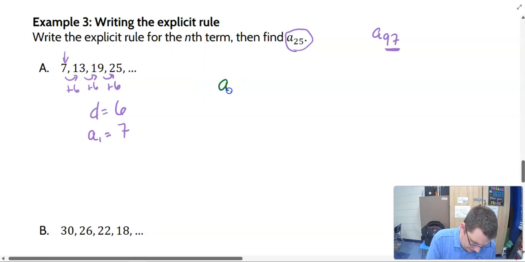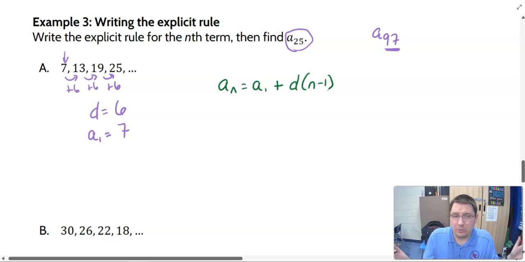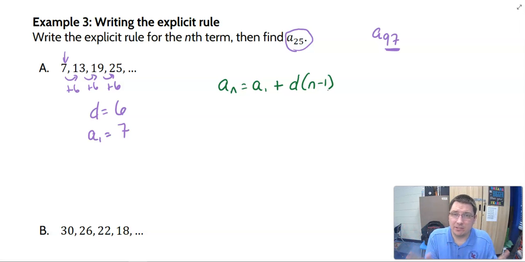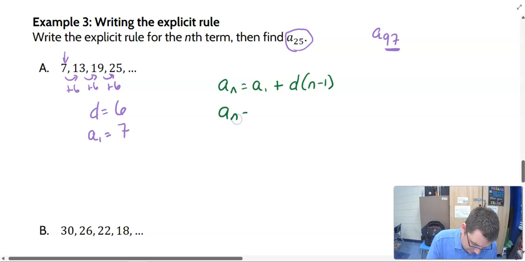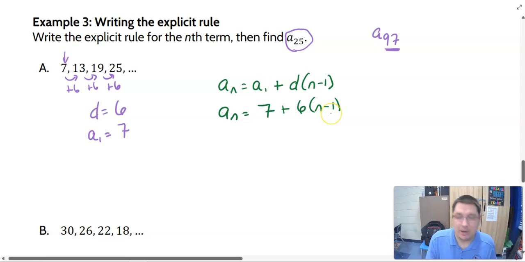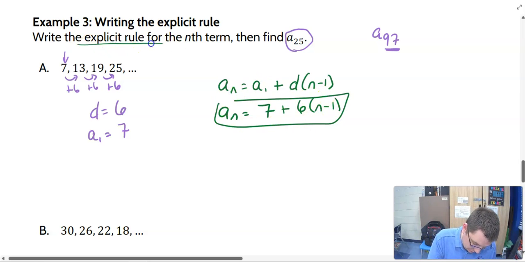And so we've got a sub n is equal to a sub 1 plus d times n minus 1. And so writing the explicit formula, we're going to leave the n's in place and substitute in for the a sub 1 and the d. And so a sub n is equal to 7 plus 6 times n minus 1. And so this is the answer to this part of the question. Write the explicit rule for the nth term.